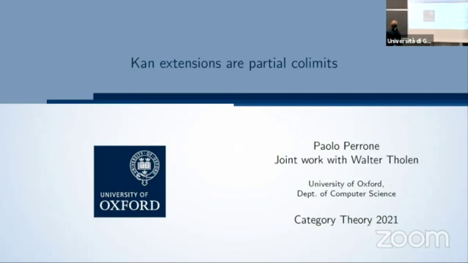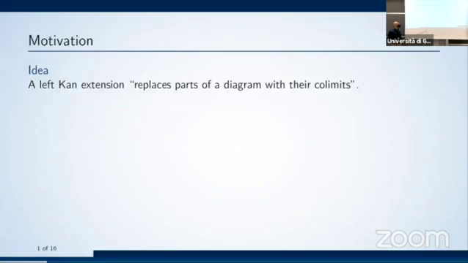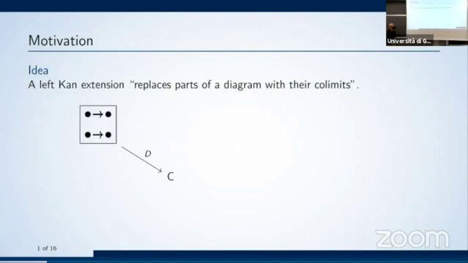So what's the idea? What is a way you could explain to a new student of category theory what a left Kan extension is? In some way, it's like replacing parts of a diagram by their colimits. So maybe let's start with an easy example.